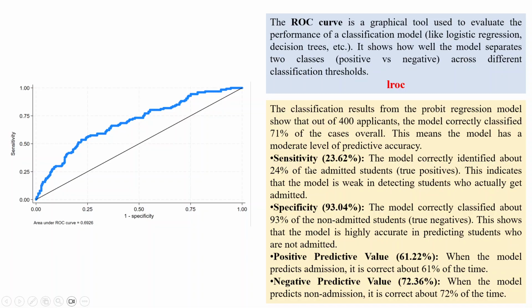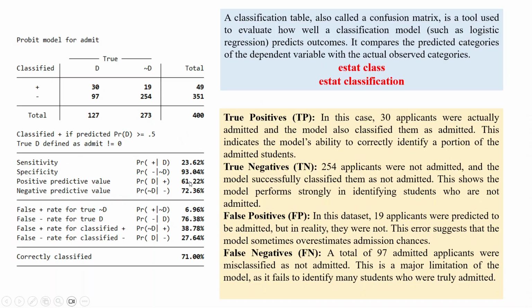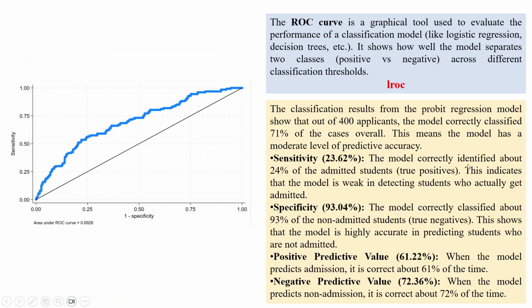Now, what is the sensitivity? It is 23.62%. The model correctly identified about 24% of the admitted students, true positives. This indicates that the model is weak in detecting students who actually get admitted. Specificity is 93%. The model correctly classified about 93% of the non-admitted students, that is true negative. This shows that the model is highly accurate in predicting students who are not admitted.